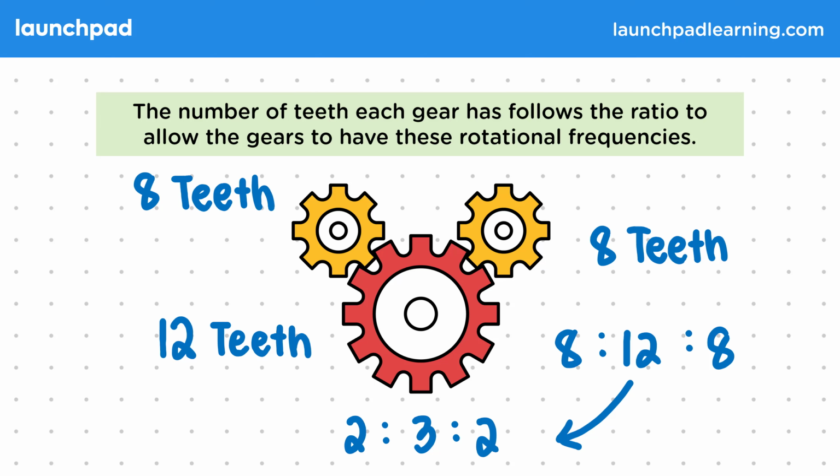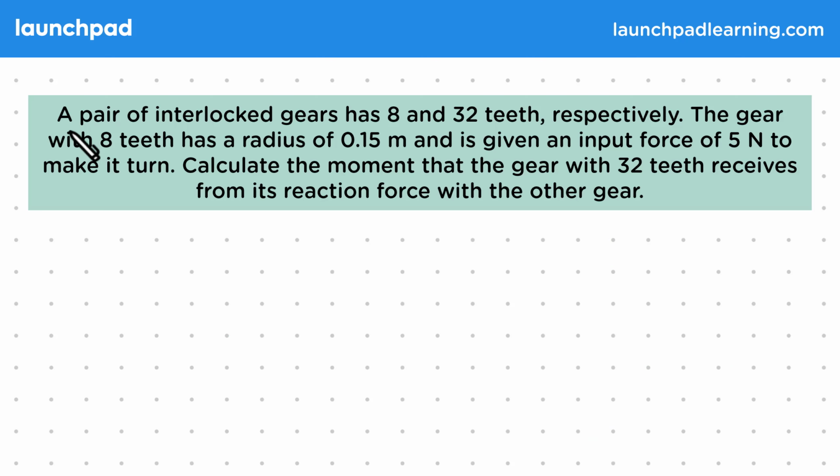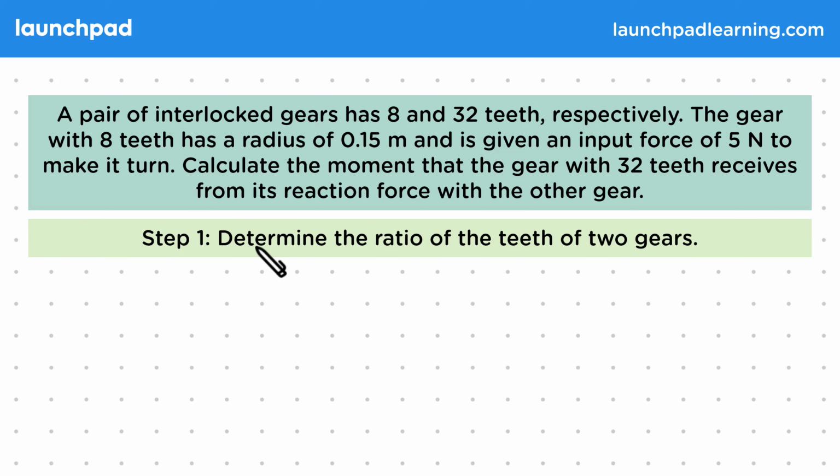Let's have a look at an example. A pair of interlocked gears has 8 and 32 teeth respectively. The gear with 8 teeth has a radius of 0.15 metres and is given an input force of 5 newtons to make it turn. Calculate the moment that the gear with 32 teeth receives from its reaction force with the other gear. So we can solve this problem by using the ratio of teeth to work out the information needed about the second gear.